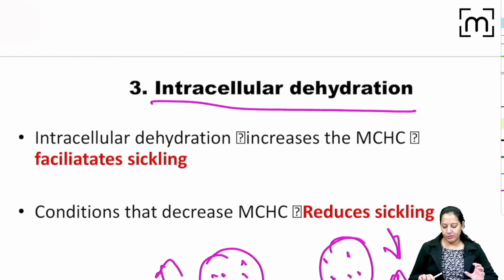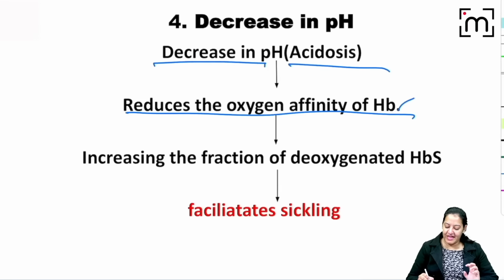The next point to be understood here is the effect of pH. When the pH of the blood is less, that is acidic pH or acidosis is there in the blood, acidosis causes reduced affinity of the hemoglobin for oxygen. That leads to the deoxygenated state of the hemoglobin. Whenever the hemoglobin is deoxygenated, it will facilitate sickling. So basically acidosis is directly proportional to sickling. More is the acidosis, less is the pH, more is the sickling. This is the conclusion.